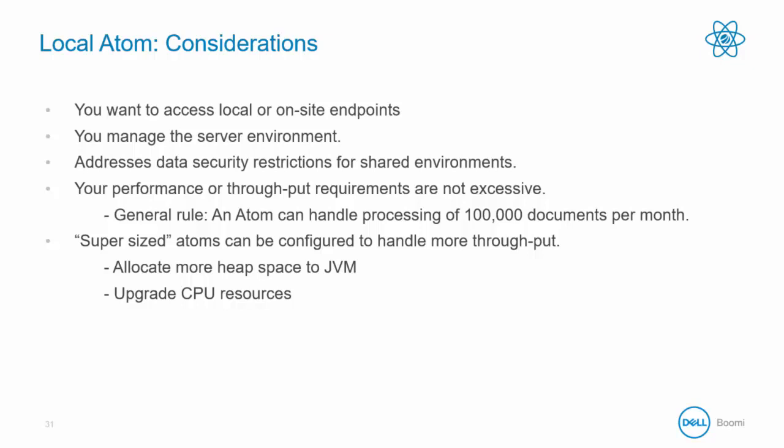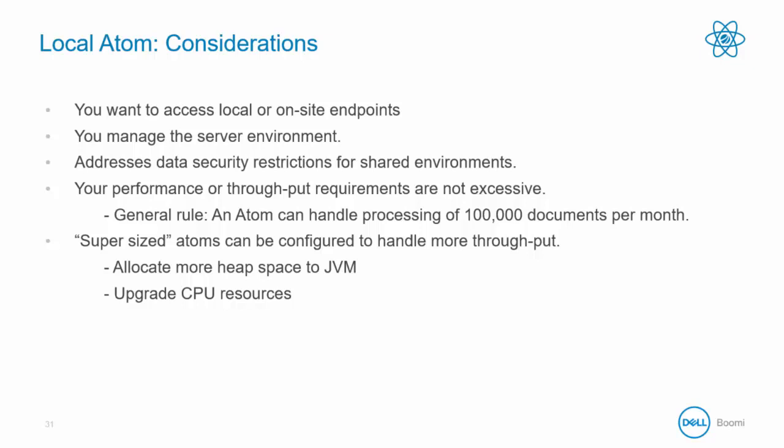Now that term, of course, everyone asks, what does excessive mean? Well, under a normal setup, an Atom can handle processing of around 100,000 documents per month. That, of course, also depends on the size of the documents, but it's a general rule of thumb. Supersize Atoms refers to an Atom with more system resources allocated to it. It's not a separate entity from a normal Atom.